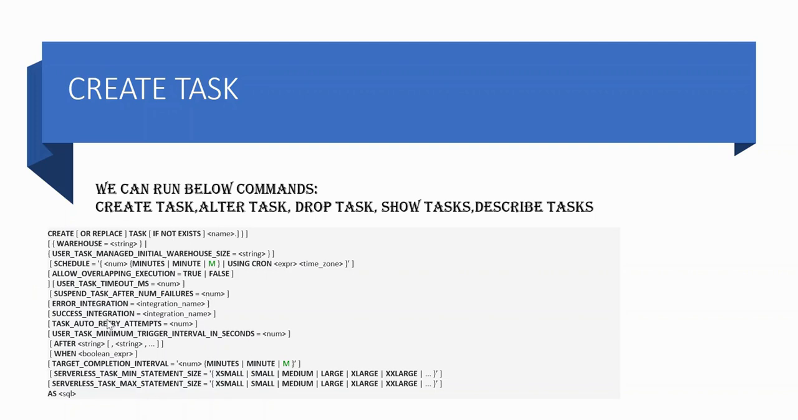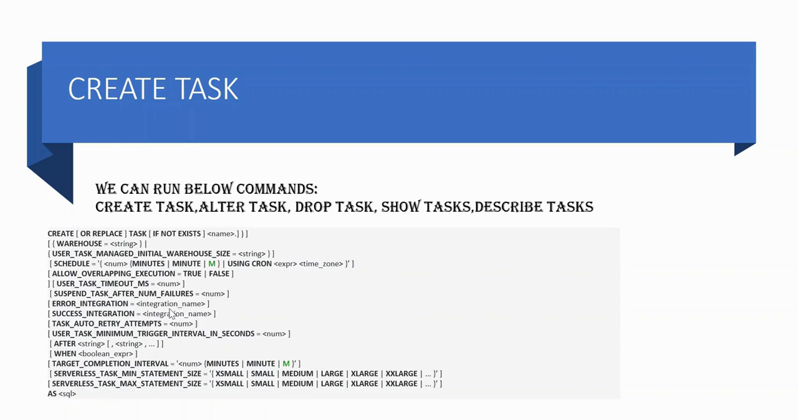Next we have the error integration and success integration. In case of failure, you want to get notified over email, because I or anyone is not going to regularly check the task history. For that, we will be setting up an error integration, and I hope you have seen my part 17 where I configured a Snowpipe error integration that we can utilize here. Next we have user task minimum trigger interval in seconds, after, when, and these three: target completion interval, serverless task min statement size, and serverless task max statement size. These are parameters only for the serverless task.